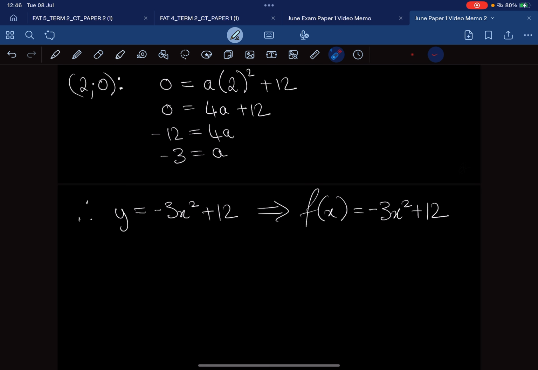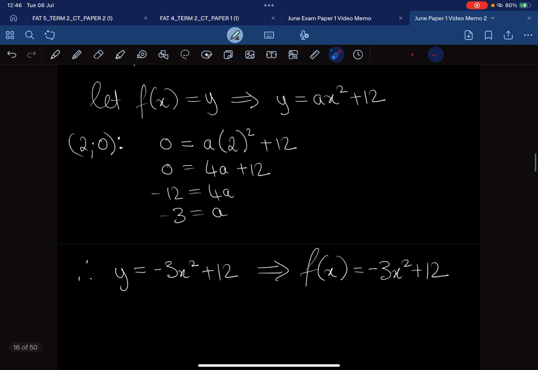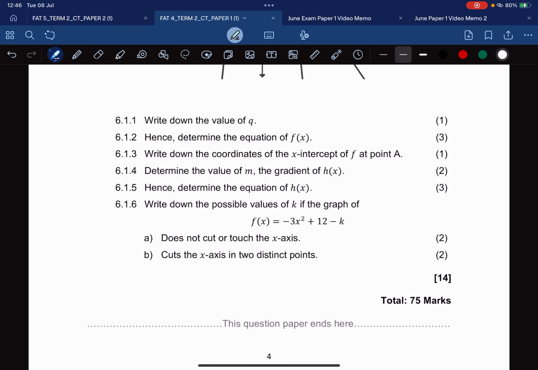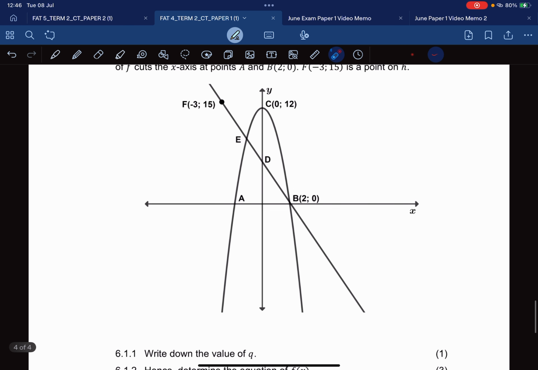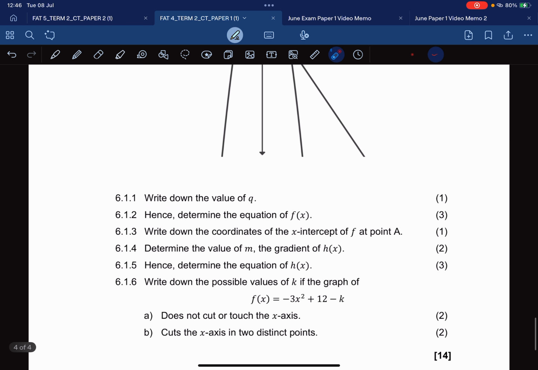6.1.3. Write down the coordinates of the x-intercept of f at point A. The coordinates of the x-intercept of f, the parabola, at A. So they want the coordinates of that x-intercept.